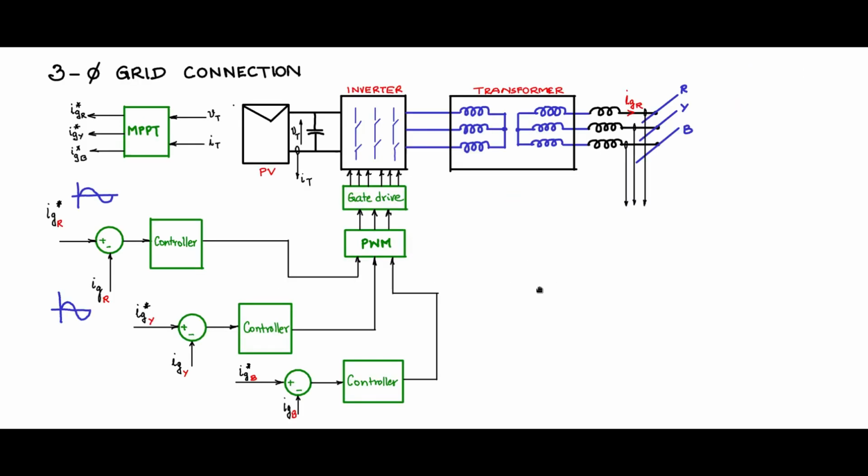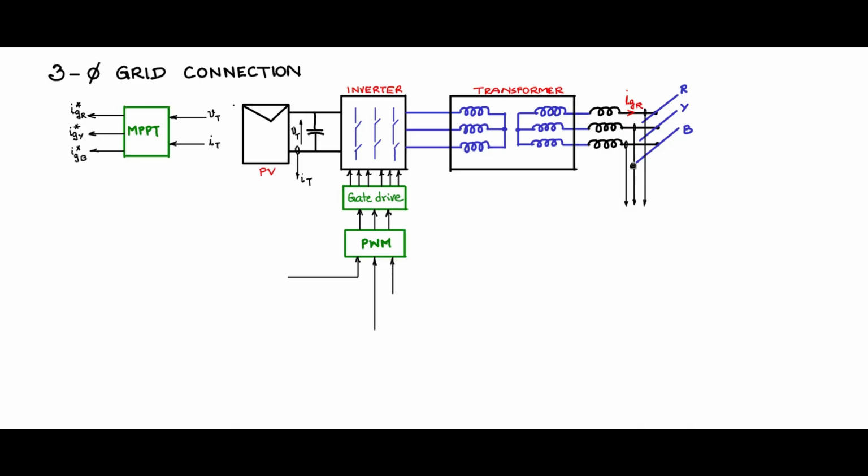So in this three-phase grid connection system, we would like to replace all these controller blocks, and we would like to have all the variables in the controller region as DC. How do we do that? Because all the signals that you are sensing are AC signals. How to go about doing this transformation?